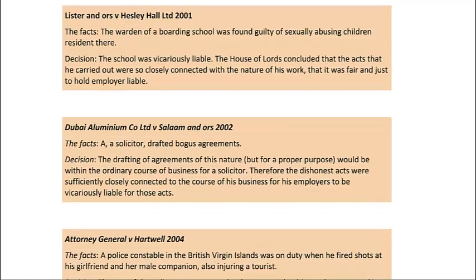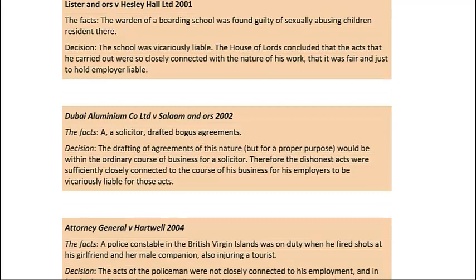In another case, the Dubai Aluminium case, we have an employee solicitor and he drafted fake agreements and got his clients to sign them, effectively stealing from the firm's clients. And again, when the clients sued the firm, they said, well, we didn't employ him to draft bogus legal agreements. However, again, the courts looked at the facts and they said drafting these sorts of agreements was exactly within the ordinary course of his duties. The fact that he did it dishonestly doesn't help the employer. The employer was still liable. So it's whether this is your normal job, not whether doing it in this way was part of your normal job.